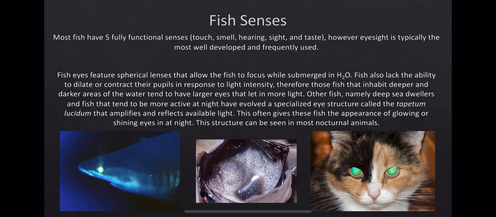Eyesight is huge for fish, specifically those who live deep in dark areas of the water. So they are going to need to adjust to the lack of light or the intensity of the light. And so something that allows that to happen is actually a specialized eye structure called the tapetum lucidum, and it essentially allows them to amplify and reflect available light, which is why if you took an underwater photo of a shark, it looks like their eyes are glowing. Also cats have this too.